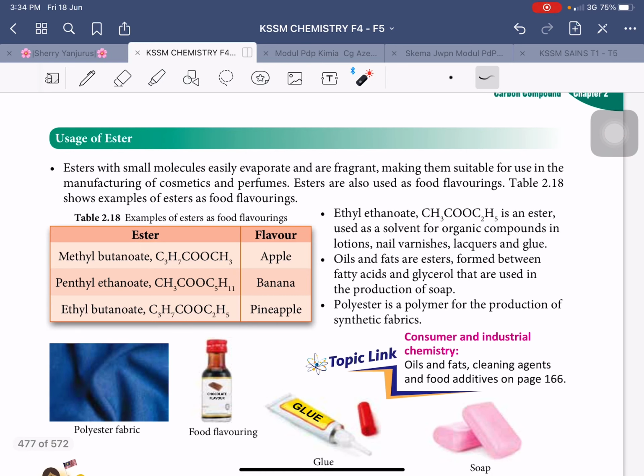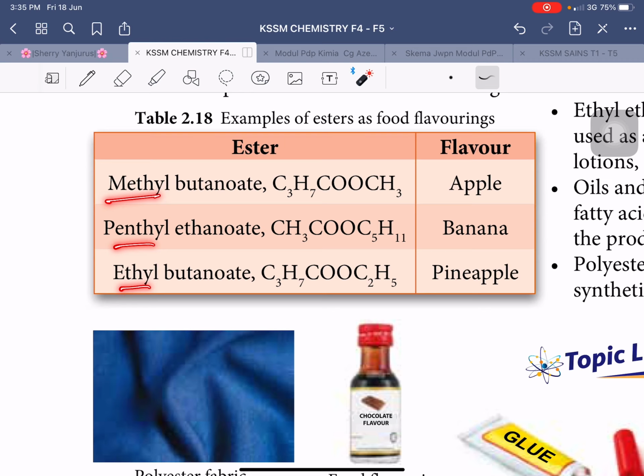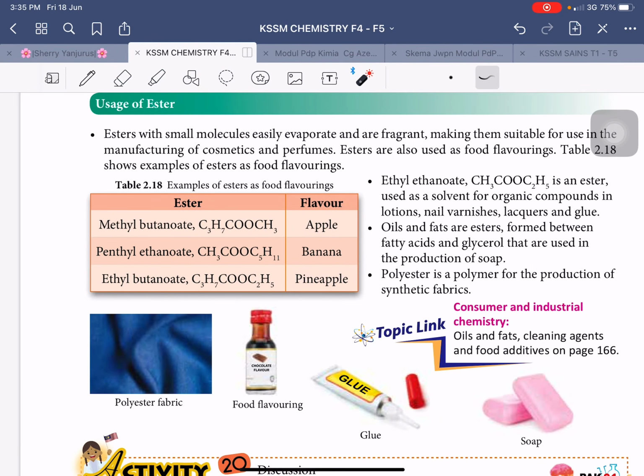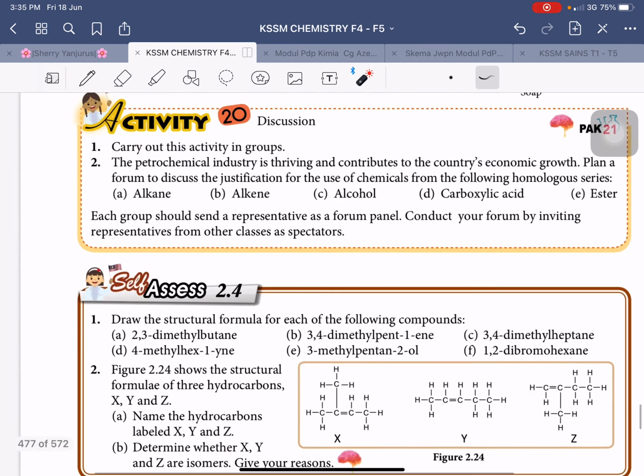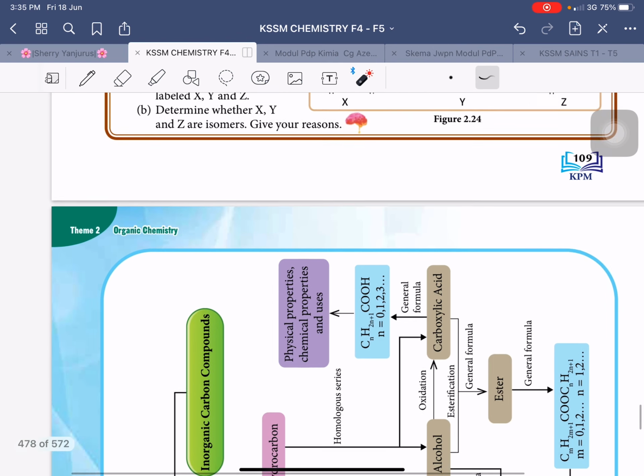Usage of ester. Ester with small molecule easily evaporate and are fragrant. Small molecule means what? The short ones like this. Methyl, ethyl, propyl, butyl, pentyl, the first to the fifth member. Pent means 5. The short ones are used as food flavoring. Apple has methyl butanoate, banana pentyl ethanoate, pineapple ethyl butanoate, like that. Okay, so that's the uses of ester. Besides that, it's also used in manufacturing glue and soap. Okay, so that's all for the chapter actually.